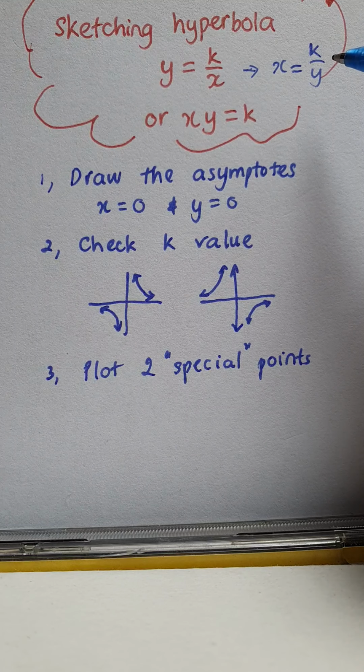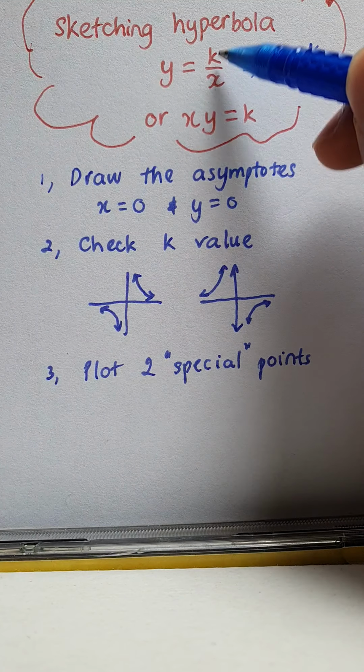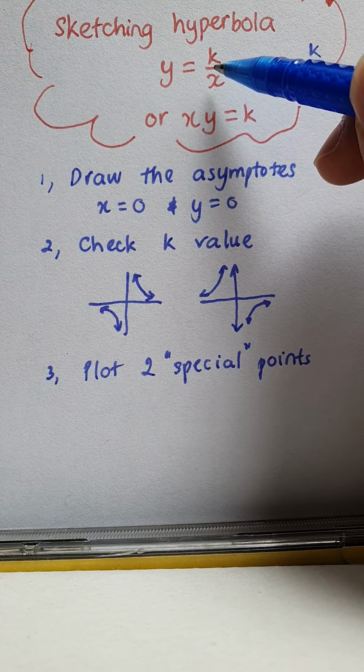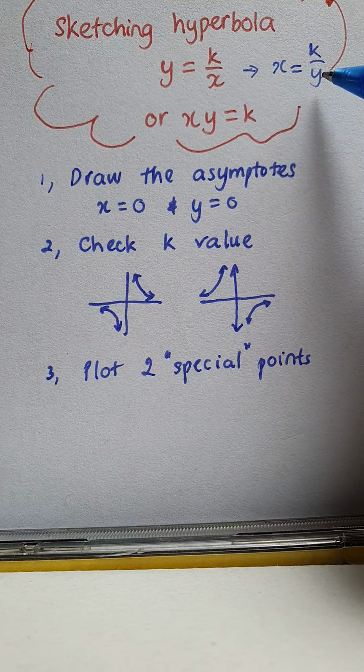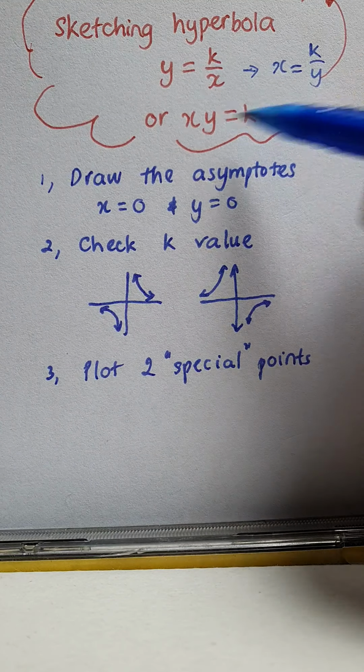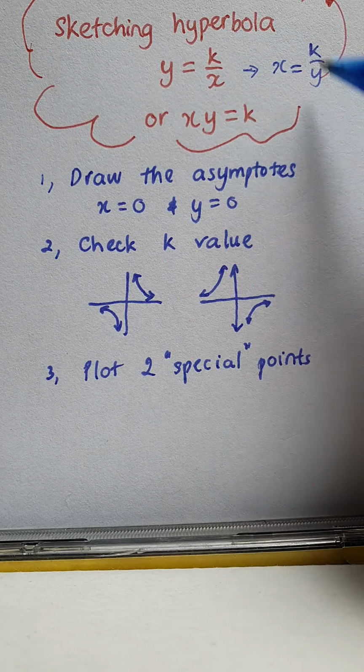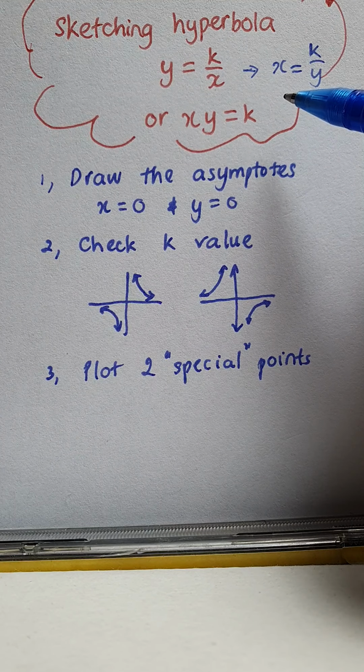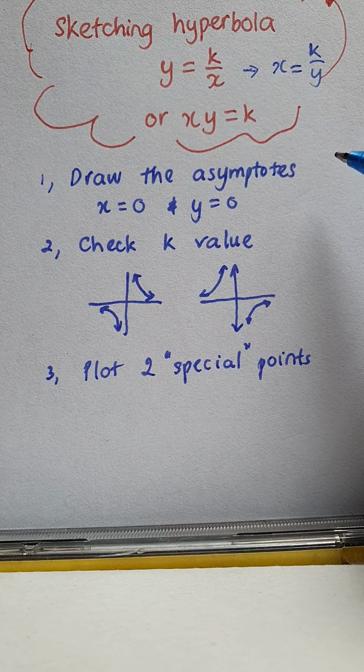Sketching a hyperbola in the form of y equals k over x. Or if you rearrange it, you can have x equals k over y, or x times y equals k. Note that it's just a rearrangement of each other, so all of these forms will give you a hyperbola. As I mentioned in the keynote, you can just follow these 3 steps to quickly sketch the hyperbola.